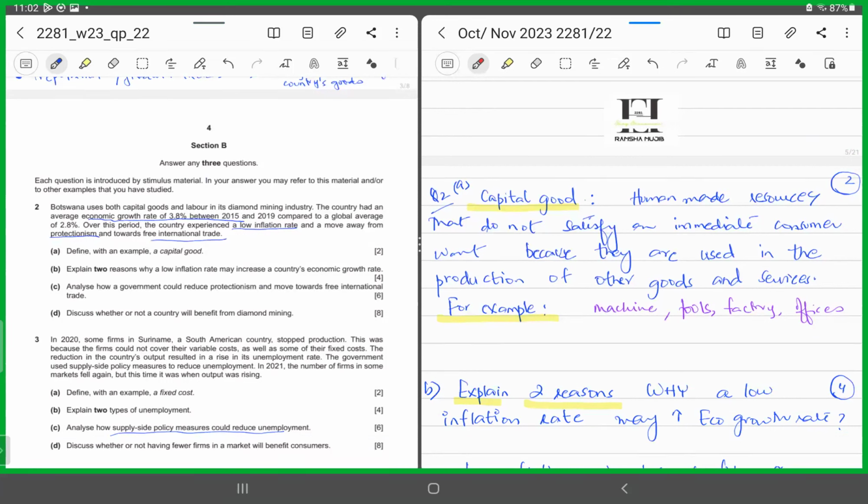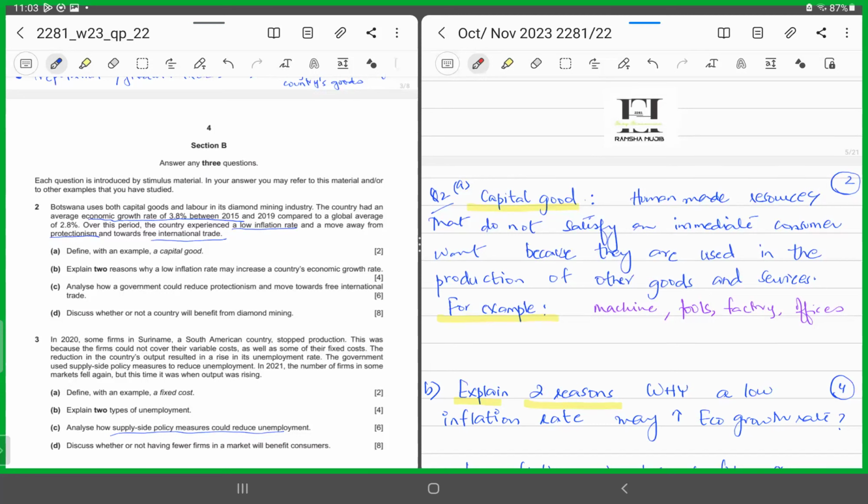It was better off. And the country was also at the same time having a low inflation rate. And the country was moving away from protectionism towards free international trade. So earlier it could have been that the government would have been supporting the domestic industries by way of tariffs and quotas and bans and subsidies, and now it was moving towards free trade.